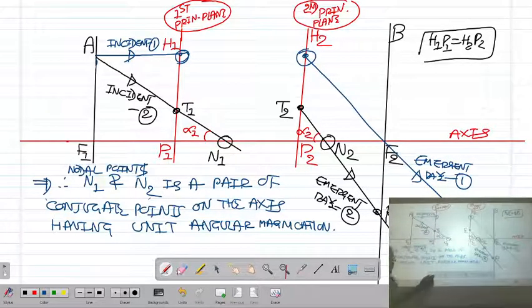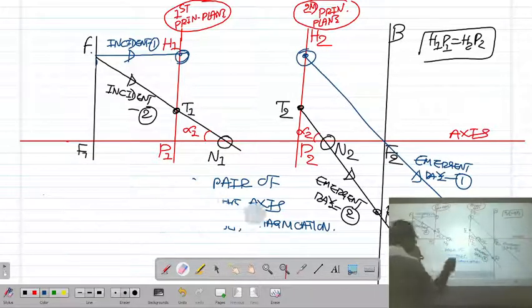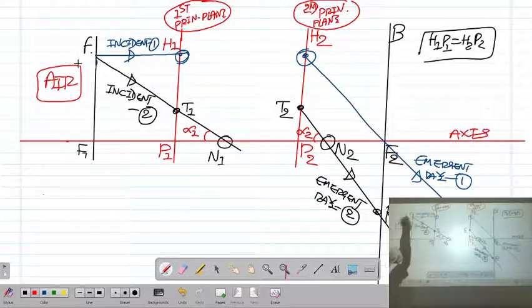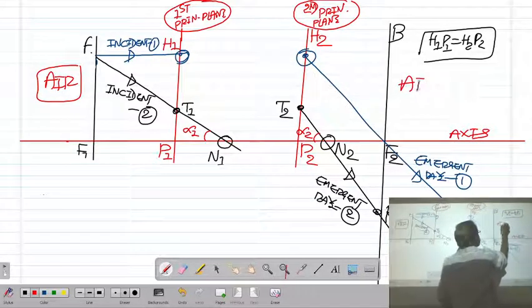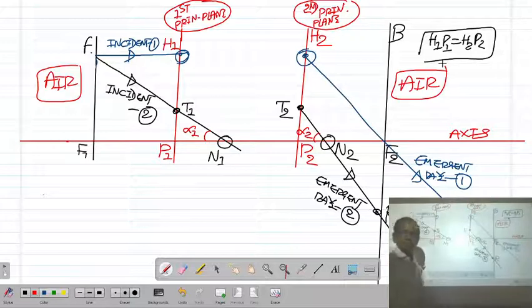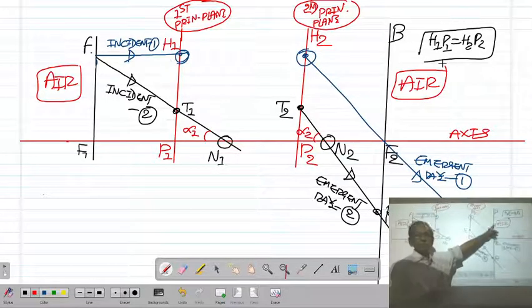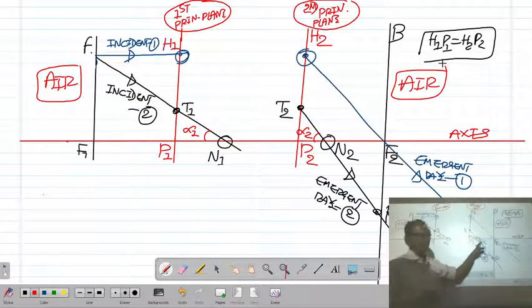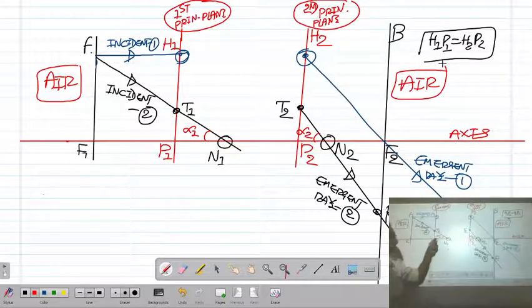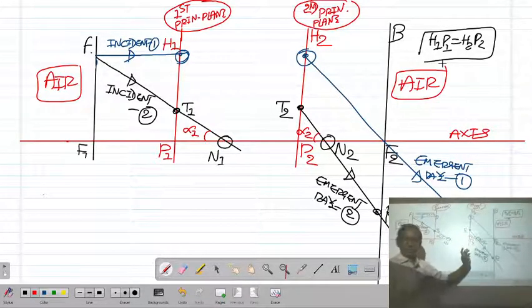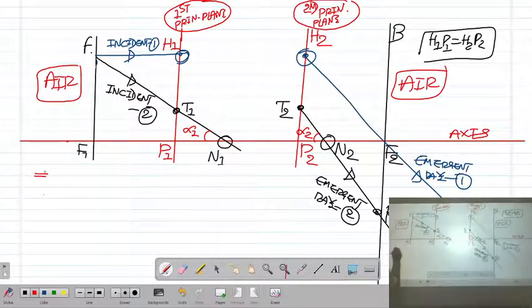One more property I mentioned. The medium on both sides of the lens system is, suppose left hand side medium is air, right hand side medium is air. Then P1 and N1 will be at the same place. So P1 and N1 will coincide and P2 and N2 will coincide, right? So when the medium on both sides of the optical system is same, then principal points and nodal points will coincide. So you get P1 and N1 at the same point, and P2 and N2 at the same place. That also I mentioned.